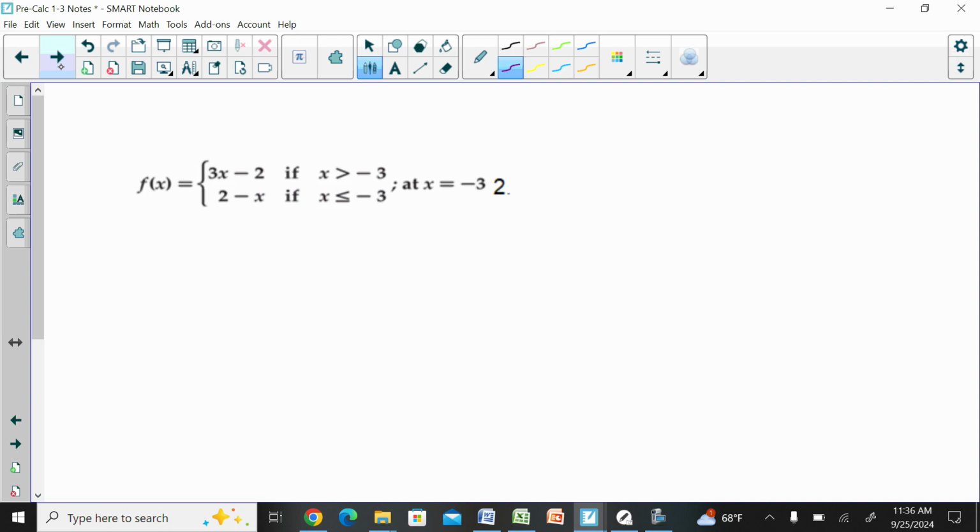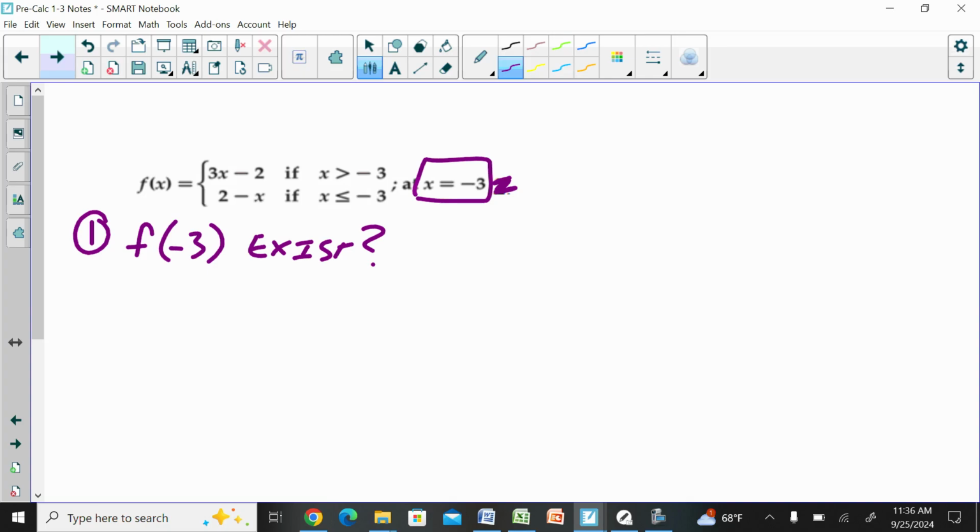Okay, here we go. This one is a little bit different situation because it's a piecewise function. So let's go with step 1, right? Does f of negative 3 exist? That's the big question. If I plug in a negative 3, yes, I end up getting 5, right?